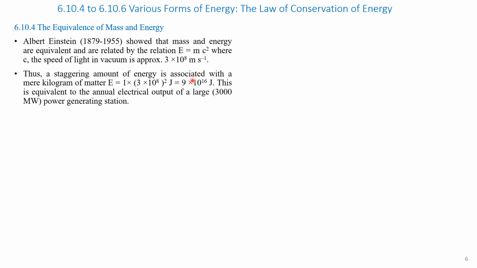Hence, energy can be converted into mass and mass can be converted into energy. Thus, a staggering amount of energy is associated with a mere kilogram of matter. That is, if 1 kg of mass is considered, E = 1 × (3 × 10^8)² joules, which is equal to 9 × 10^16 joules. This is equivalent to the annual electrical output of a large 3000 megawatt power generating station.